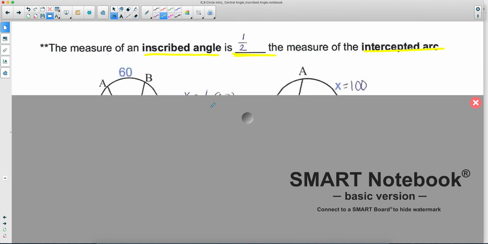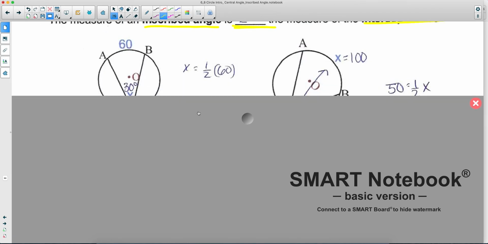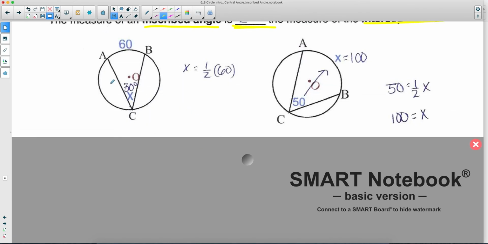All right, so let's look down here, and here are just some example questions. Pretty straightforward. So here's your arc at 60. I take a look at my angle, highlight it. Oh, it intercepts that arc, so it's going to be half of 60, which is 30. Makes sense. Now here, the angle is 50. I have to find the arc.